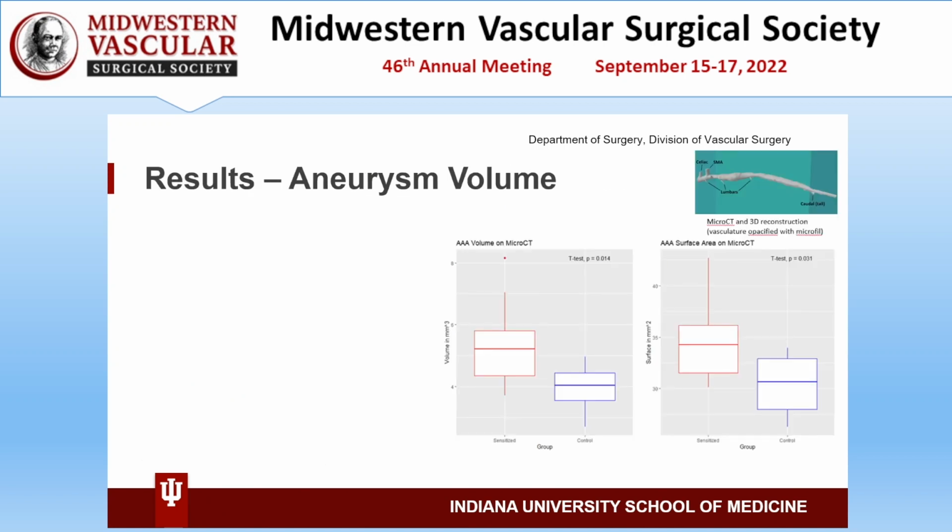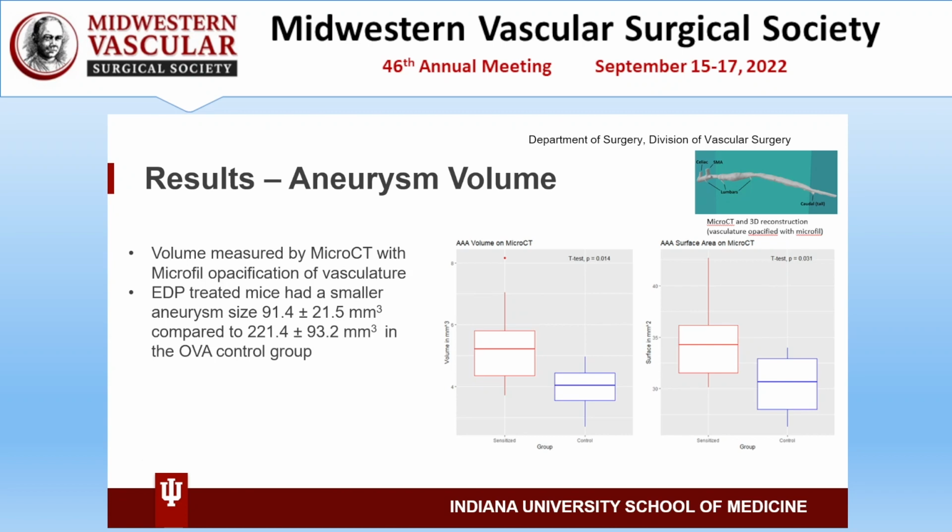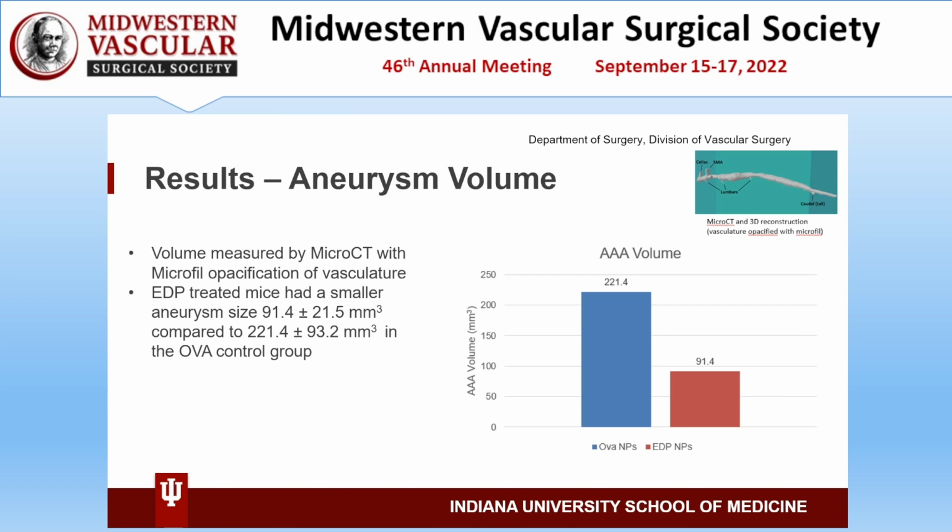It's a relative animal model that is homologous to the human condition and allows us to perform these experiments with some accuracy, and we found some very promising early results. As we can see on the right, previously sensitized mice had both increased volumes and surface area of their AAAs. When we measured the volume and the surface area using the micro-CT with microfill opacification, we found that our elastin degradation product treated groups had smaller aneurysm sizes of 91.4 millimeters cubed compared to our control group of 221.4 millimeters cubed.